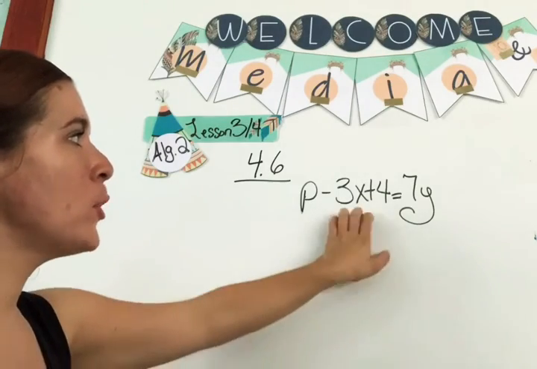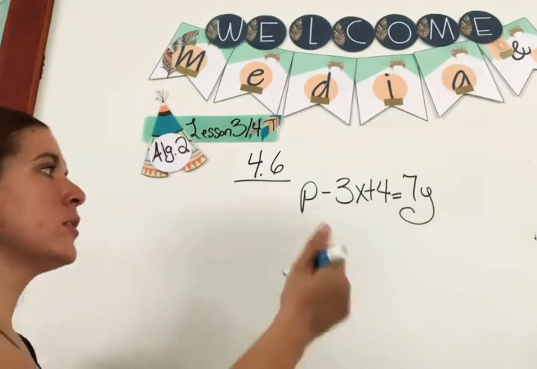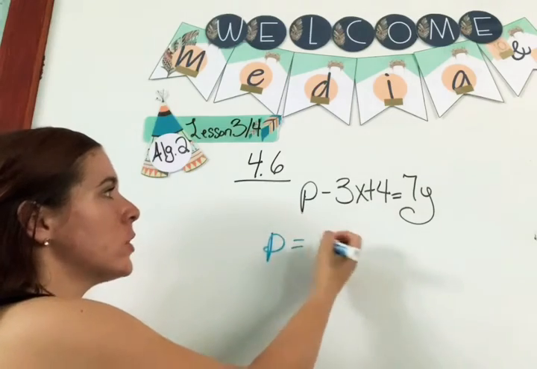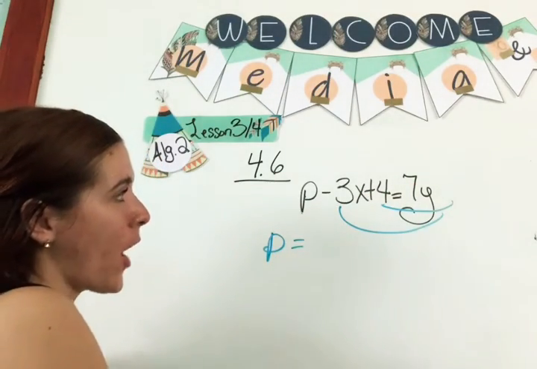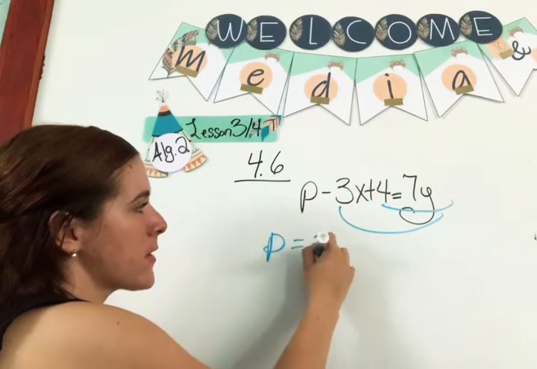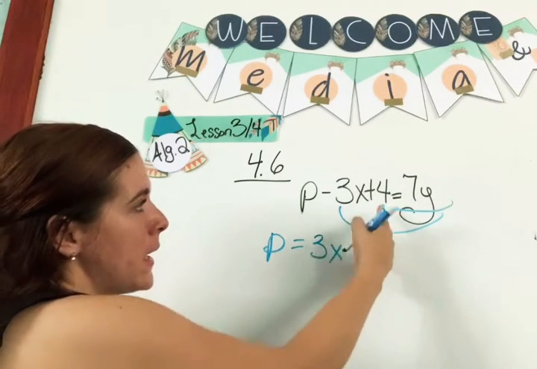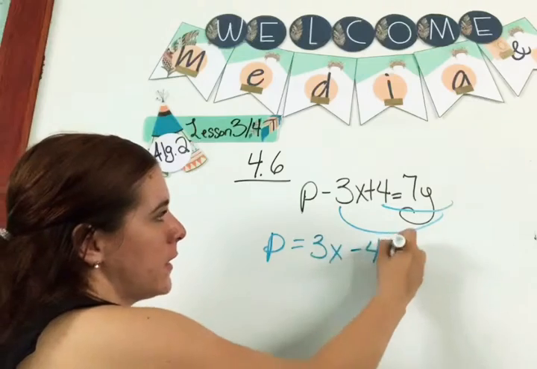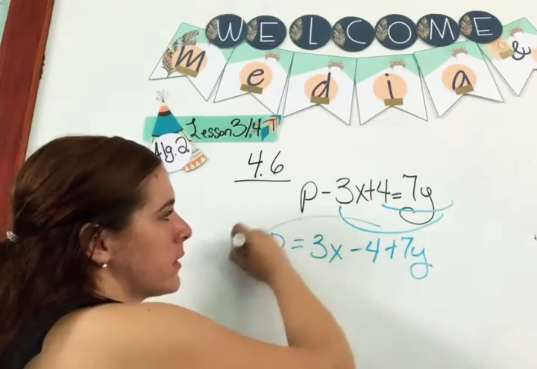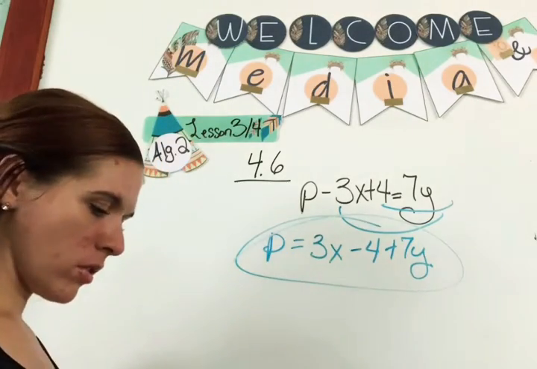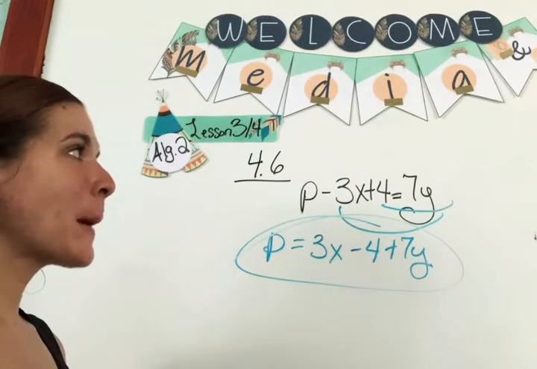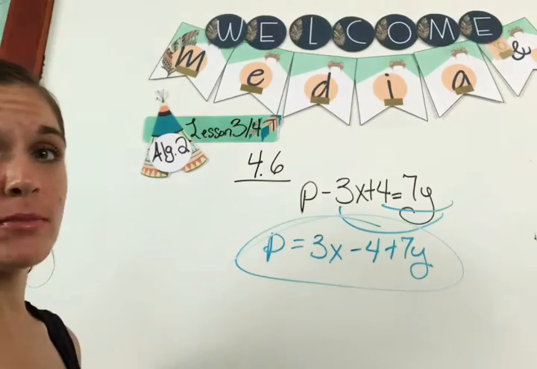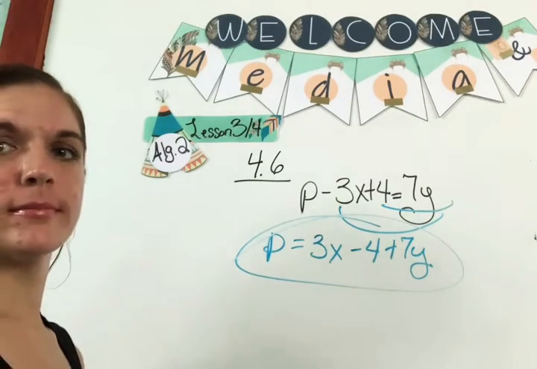It's super easy, you're just going to move this stuff over here. So you have P equals, if you move this and this over here, it just becomes the opposite sign. So negative 3x becomes positive 3x. The 4 becomes a negative 4. And then you keep your 7y that was already there. And that is your answer. It's super easy. I know you don't need to check these, but you need to make sure you're not making common errors, okay?